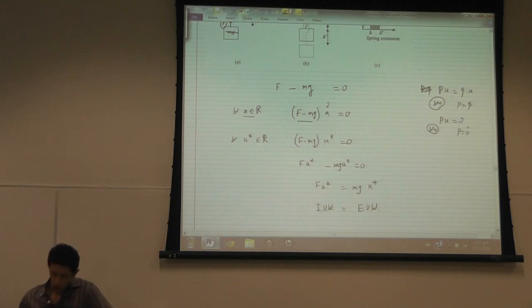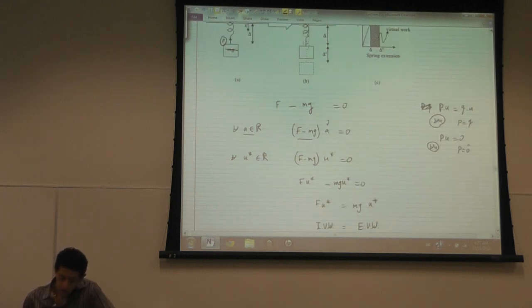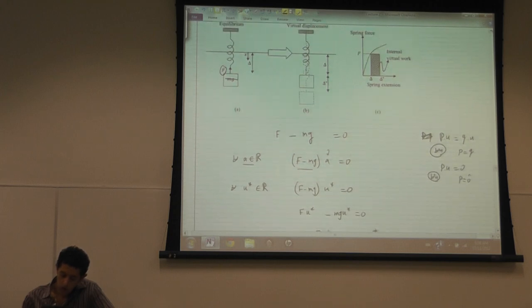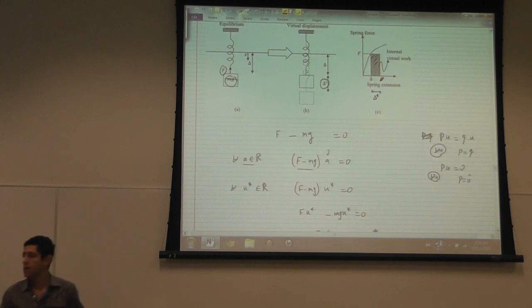The internal virtual work is the amount of additional energy stored inside the spring when I stretch it by an additional delta star. Now delta star is actually this distance. If I add delta star to whatever I have already, which is delta, then I increase the energy by F multiplied by delta star. And the external virtual work is equal to the force multiplied by the displacement, which is mg multiplied by delta star.